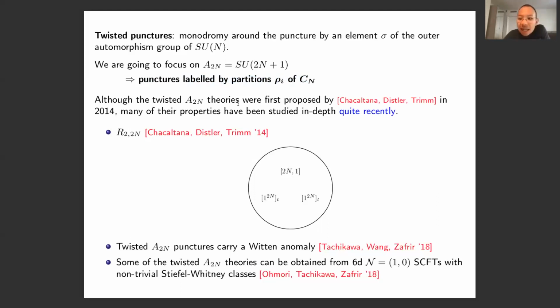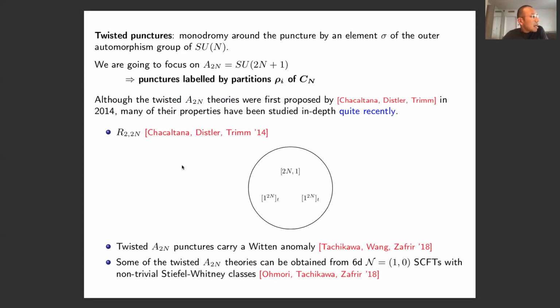Indeed, we know that class S theory has been known since 2009. The twisted A_{2N} theory was first proposed concretely only back in 2014. And you might be surprised that many of their properties have been studied in depth only quite recently. So let me review a little bit.